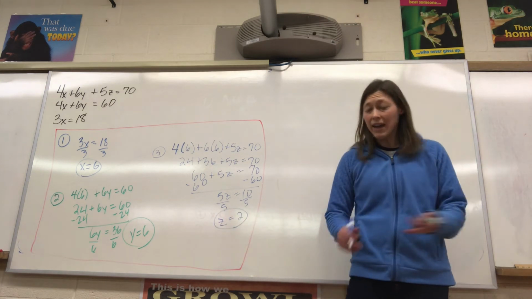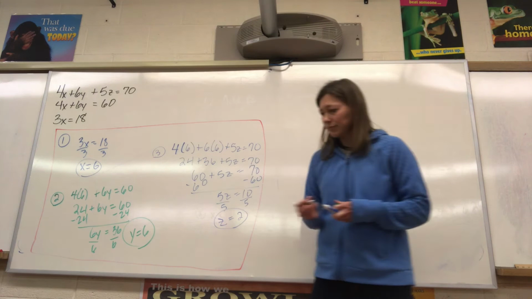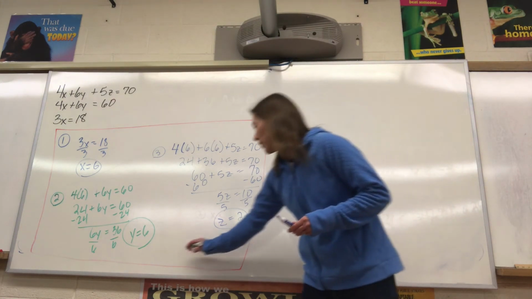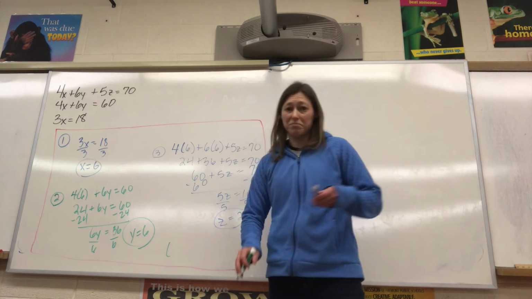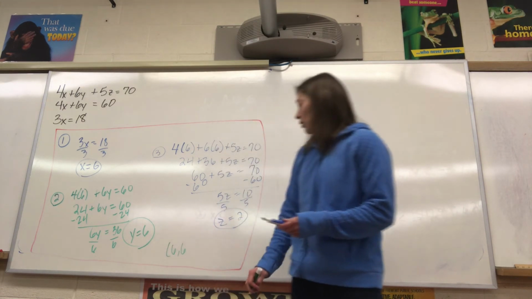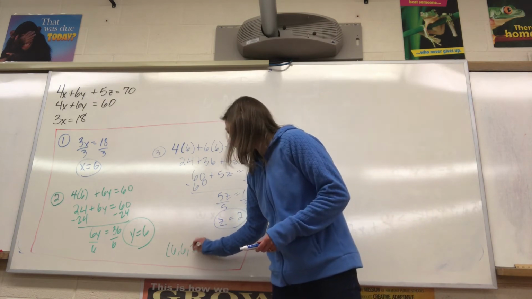Okay, so then I can write my answer. That's the bell, believe it or not. Now I'm going to write my answer as an ordered triple, or triplet, or whatever. So 6, and then 6, and then 2.